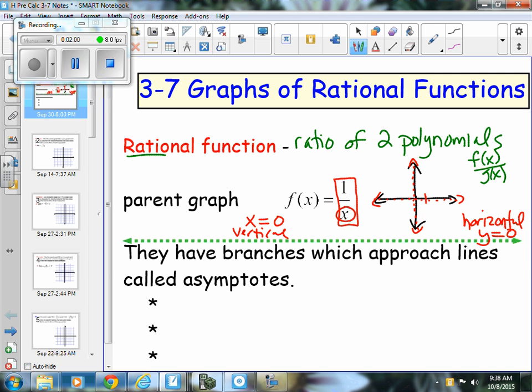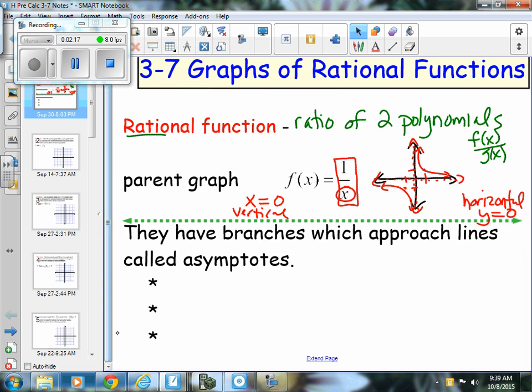And then we have some other points on the graph. We know where those are. So (1, 1), (-1, -1) has that origin symmetry. So this parent graph idea, if we know what happens to the parent graph, then we're going to be able to tell what happens to these asymptotes, these horizontal and vertical asymptotes.